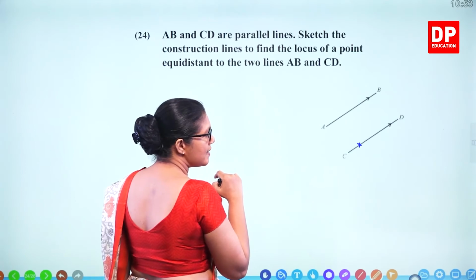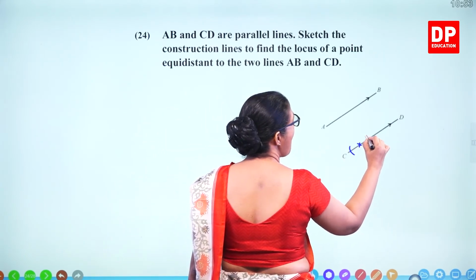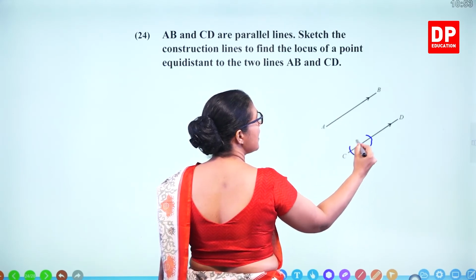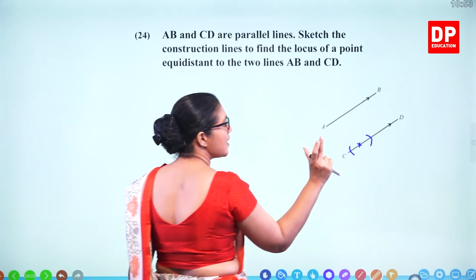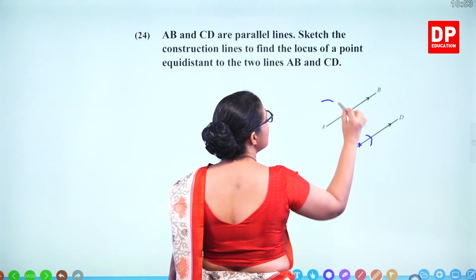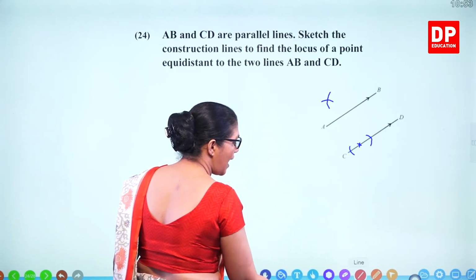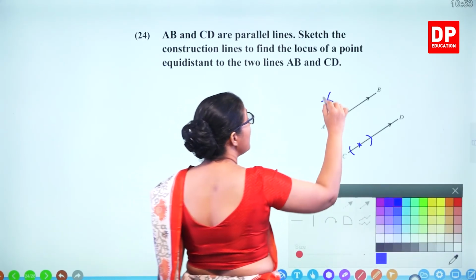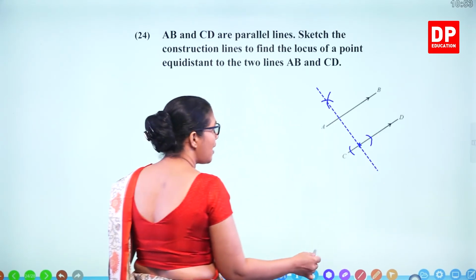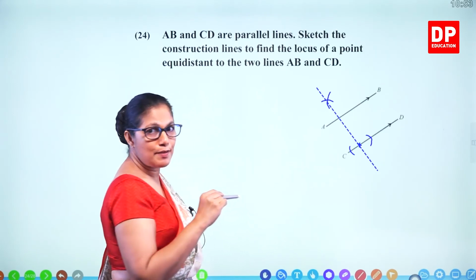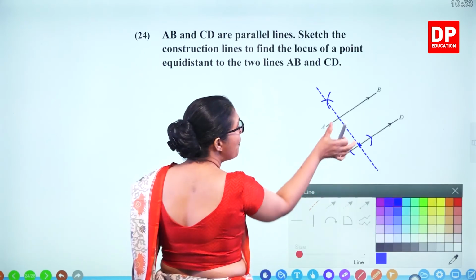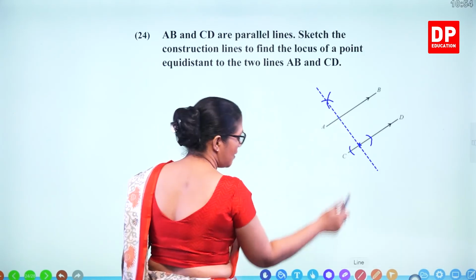take any point on this line and draw the perpendicular to that. So we can take two arcs here, take a certain distance, draw this one and take another distance and draw the perpendicular line. Now we have the perpendicular distance in between the two parallel lines. Now we can draw the perpendicular bisector to these two.